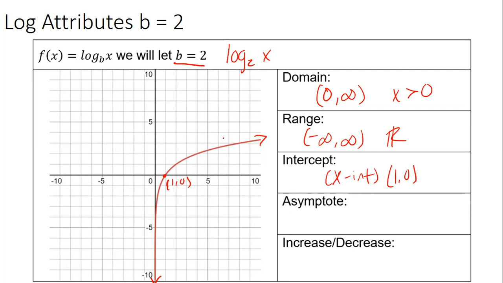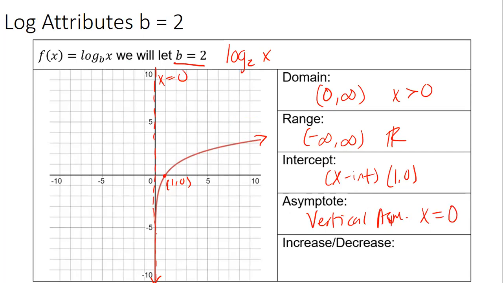Asymptote. Is there an imaginary boundary line that's preventing my graph from going forever on the domain? Yeah. And where is that imaginary boundary line at? At 0, right? That's why we start at 0, right? So our imaginary boundary line is at x equals 0. Therefore, we have a vertical asymptote. I forgot the y in there. Go with it. At x equals 0.